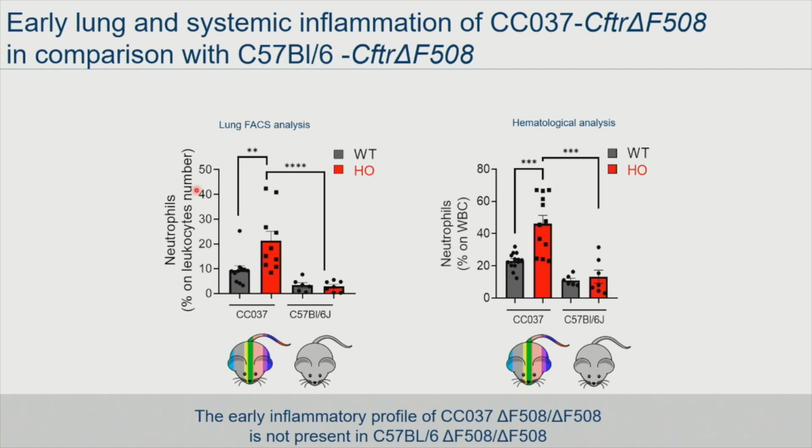C57 black 6. These mice have been maintained in the same condition, in the same stabulary, in the same room, because we do not want to have external environmental conditions influencing the pathology. So as you can see here, the early lung and systemic inflammatory response that we could detect in the collaborative cross line were not present in the C57 black 6 line. In this case, both in the lung and in the blood, wild type and HO mice have no inflammatory response at early stage.